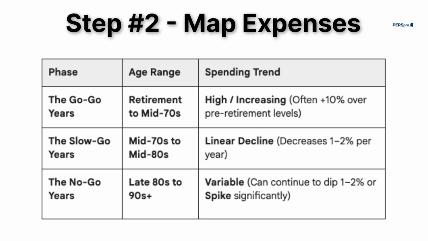The no-go years. In your late 80s and 90s, spending can continue to decrease 1 to 2% per year, or for some, it can spike again. Major medical and assisted living expenses are often the culprit for those experiencing a spike. This phase is where planning for longevity, living beyond age 95 rather than just life expectancy, living until your 80s, is vital to ensure you don't outlive your money.